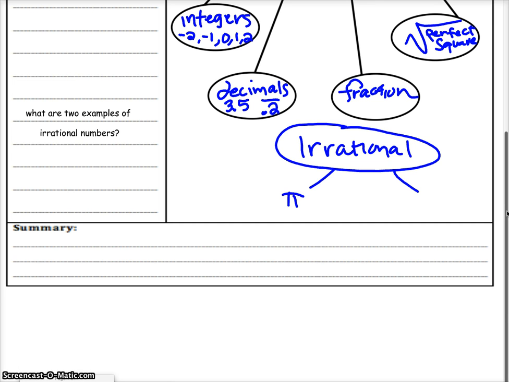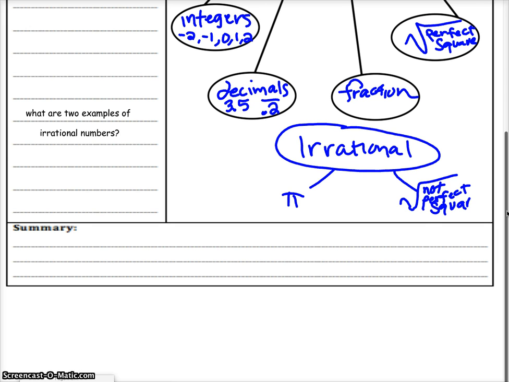Irrational is pi. Pi is irrational. It's a decimal that never repeats itself and never ends. I can't turn that into a fraction. The only things I can turn into a fraction are a decimal that ends and a repeating decimal. And the other irrational number is the square root of a number that is not a perfect square.